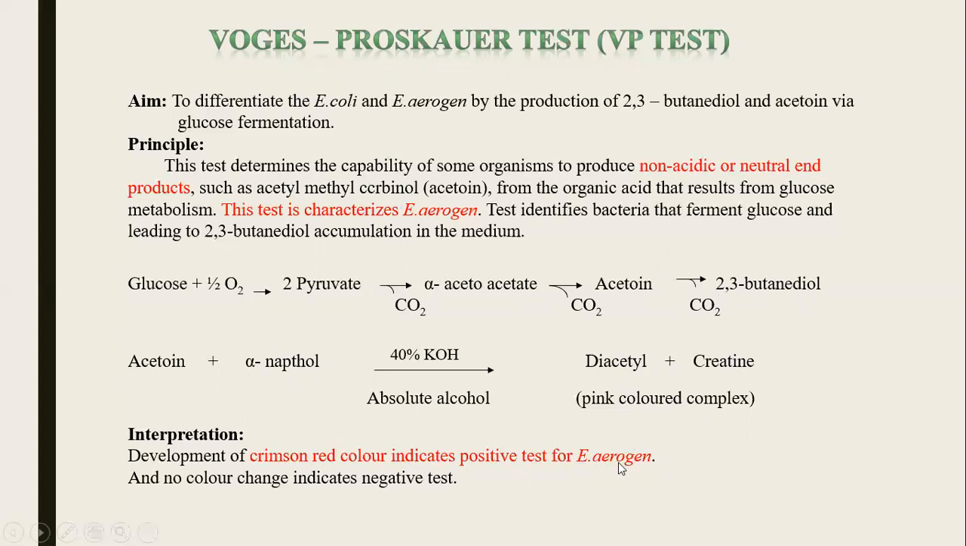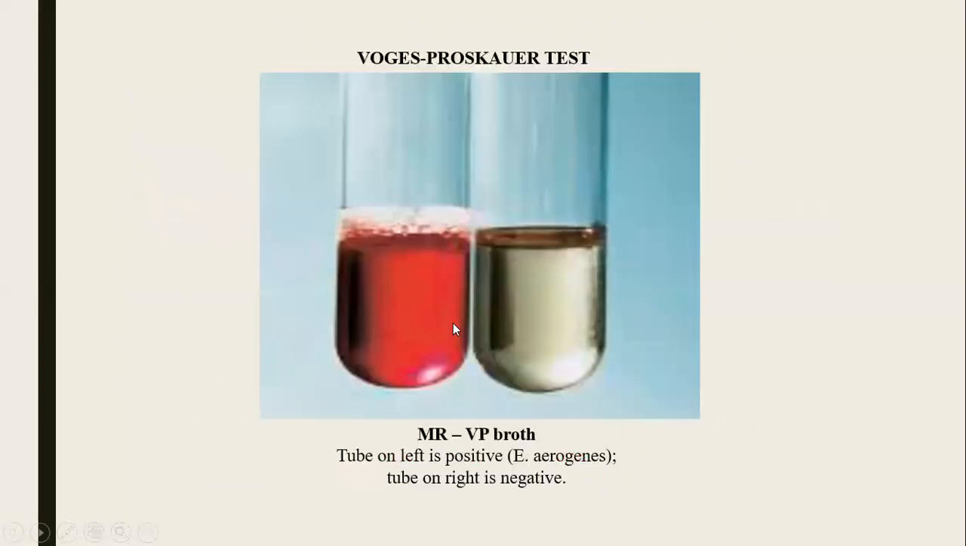Enterobacter aerogenes here is positive. And if there is no change in the color, that is negative. So E. coli is negative here. These are the two positive and negative samples. The positive is Enterobacter aerogenes and negative is E. coli, with no change in the color of the medium.